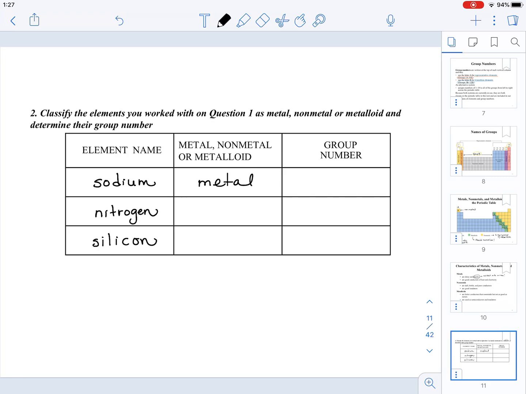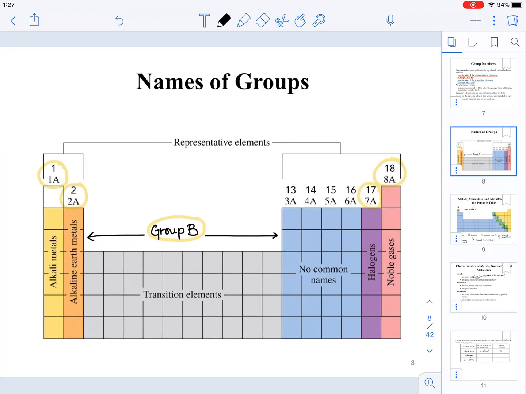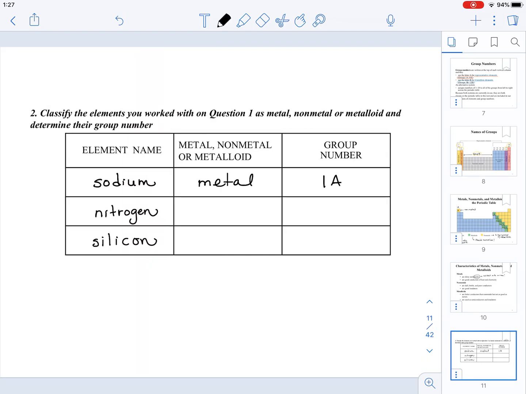So, when it comes to this, understand that sodium is actually a metal, and its group number is going to be 1A. Because it is 1A, if we look at the name, as you can see, that's an alkali metal out of group 1A.